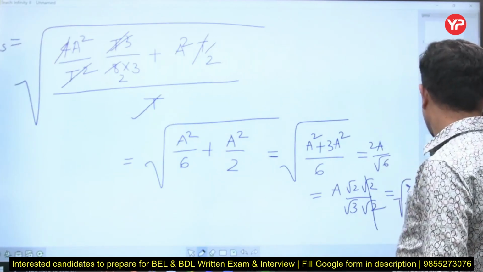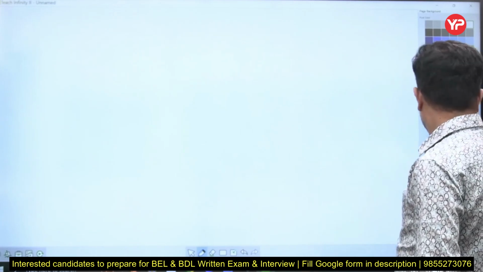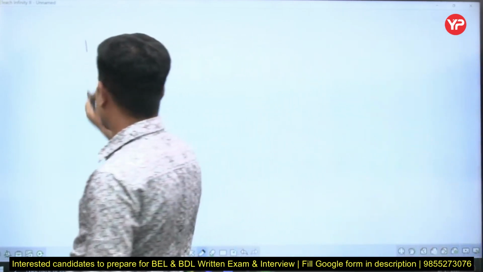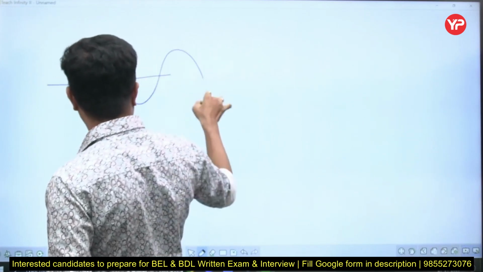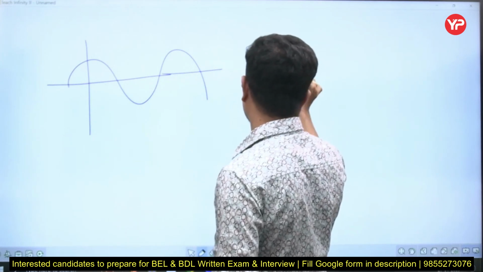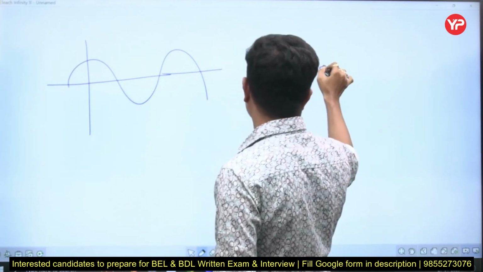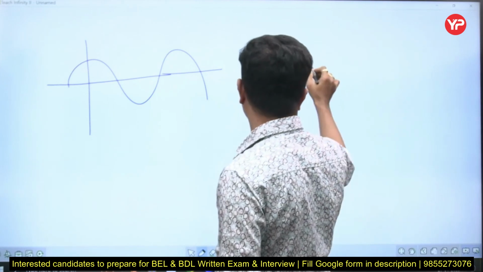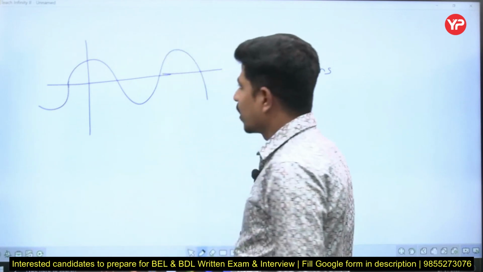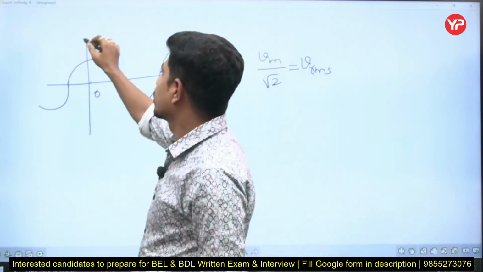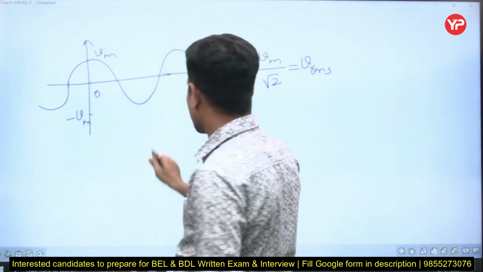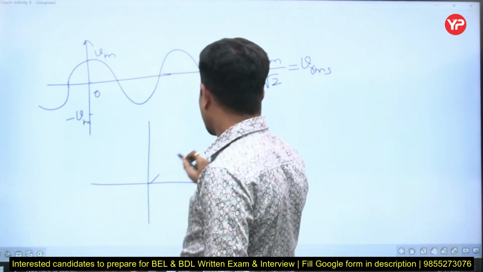The shortcut directly may not be applicable for this question, but these direct shortcuts are applicable if the waveform is of a single type. Suppose a sine wave: if it is a continuous waveform, its RMS value is maximum value by root 2. Sine wave with phase shift, without phase shift, or whatever it is, but it should be a continuous waveform. It may start at 0, may not start at 0, whatever it is. This is Vm, this is minus Vm, its RMS value, right? Now next, triangular waveform.